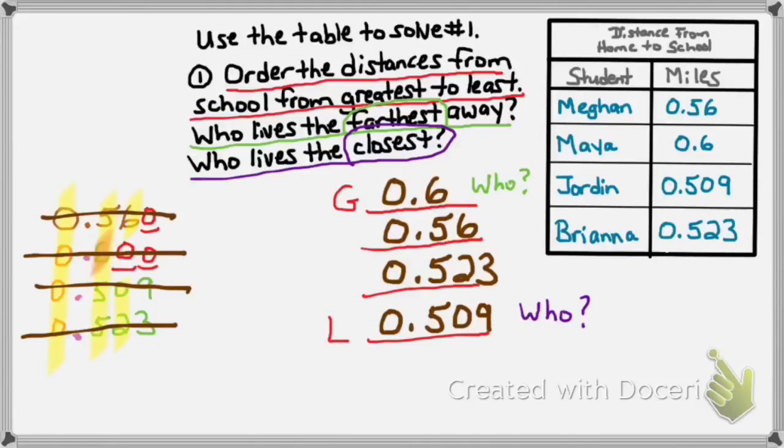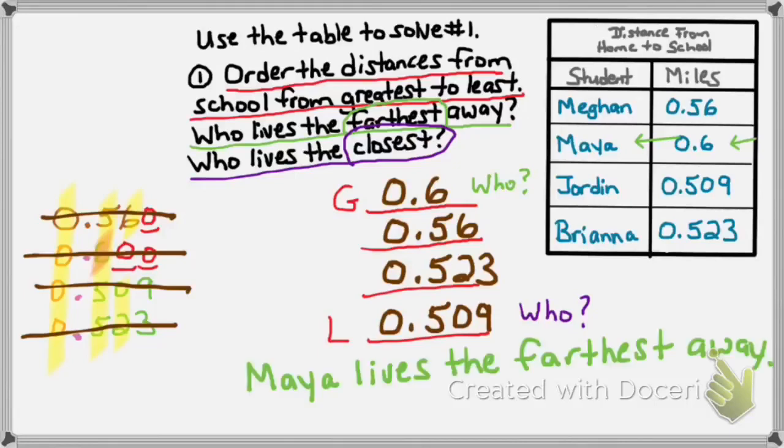So who had the score 0.6 or 0 and 6/10? Here's the score right there. So that would be Maya. So Maya lives the farthest away.